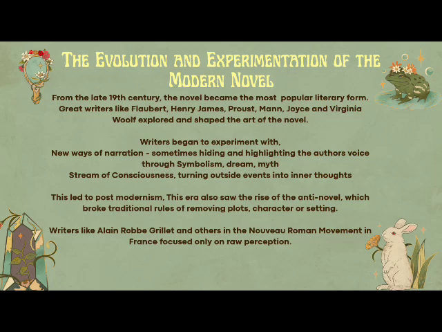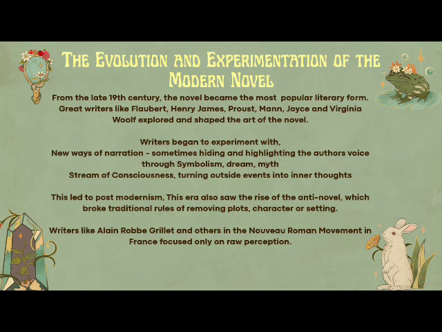The evolution and experimentation of the modern novel. From the late 19th century, the novel became the most popular literary form. Great writers like Flaubert, Henry James, Proust, Mann, Joyce, and Virginia Woolf explored and shaped the art of the novel. Writers began to experiment with new ways of narration, sometimes hiding and highlighting the author's voice through symbolism, dream, myth, stream of consciousness, turning outside events into inner thoughts.